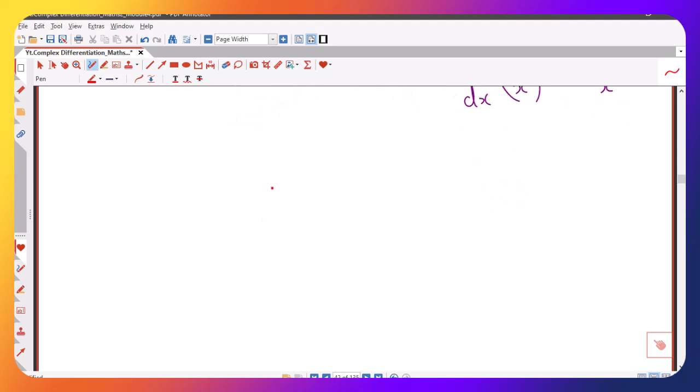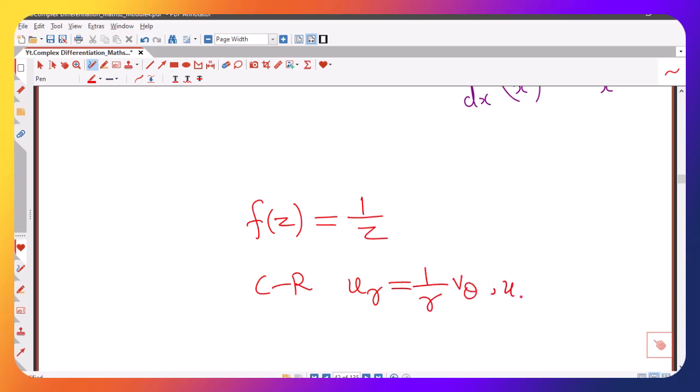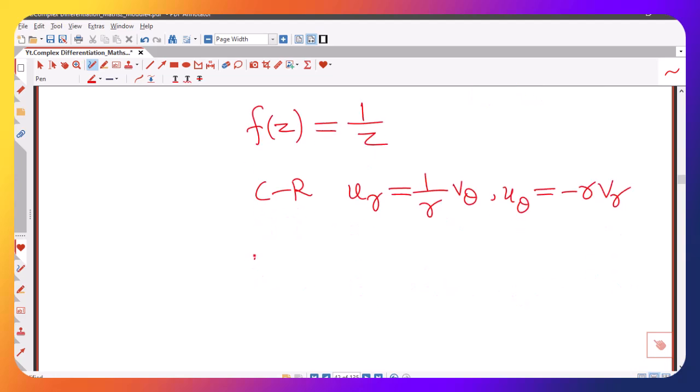So if your function is a rational function or this type of function using quotient or division symbols, then it is better to use CR equations in polar form, which are del u by del r equal to 1 by r into del v by del theta, and del u by del theta equal to minus r times del v by del r. And if function is differentiable, its formula of derivative is e raised to minus I theta times del u by del r plus I times del v by del r.